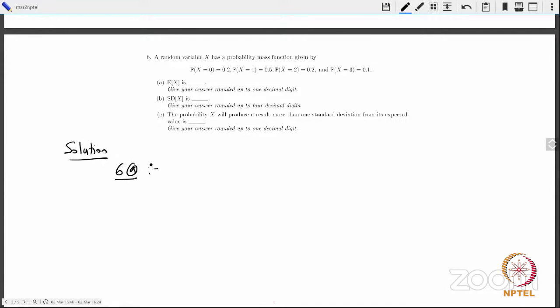So what is it? It says E of x. You'll find E of x from the distribution, right? So let's see, what's E of x going to be? E of x is the same as, now, what all values x will take: 0 times the probability x equal to 0.